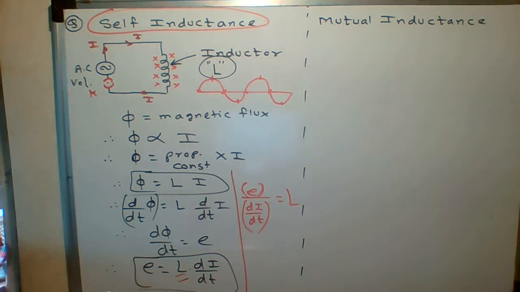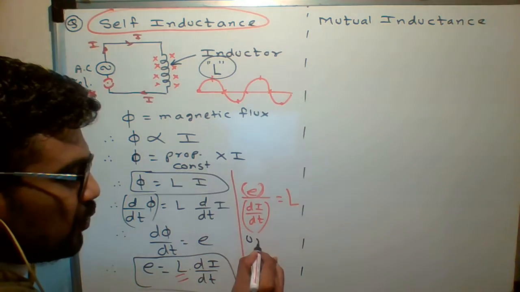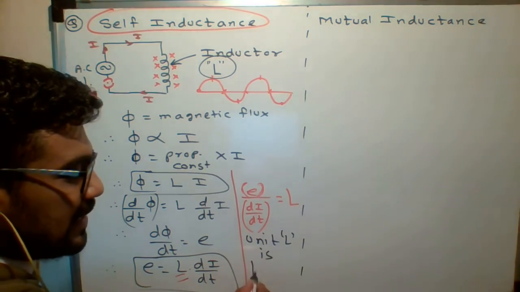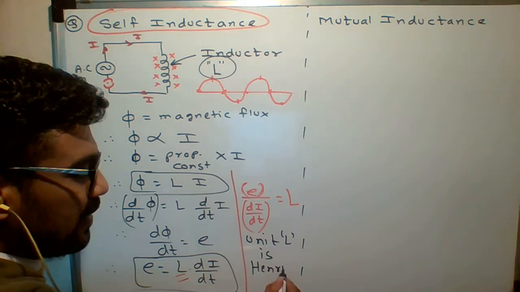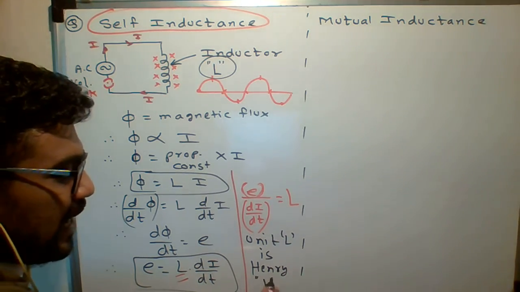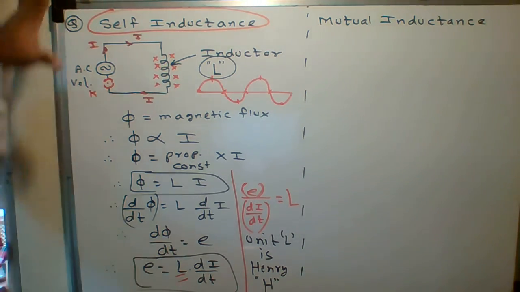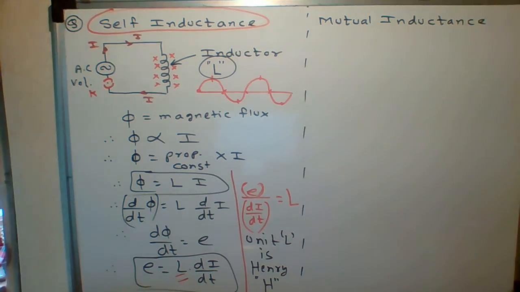And students, what is the unit of L? The unit of L is Henry. Remember this name, Henry. The symbol of Henry is H. Okay, understood? So this is a simple explanation about self-inductance and the coefficient of self-inductance.